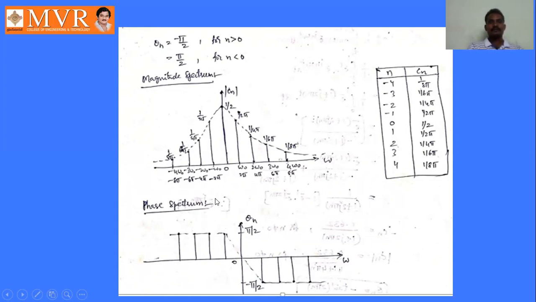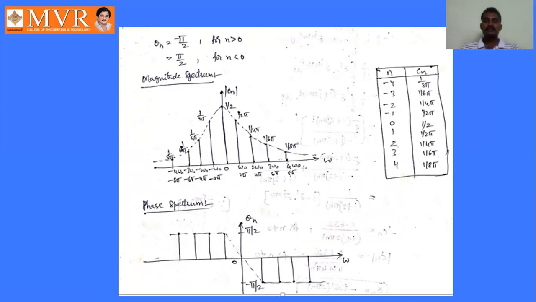Next, coming to the phase spectrum, it is equal to minus pi by 2 for n greater than 0, that is 1, 2, 3, 4, and for n less than 0, that is minus 1, minus 2, minus 3, minus 4, it is plus pi by 2. So this is the phase spectrum. For m of t equal to t, the phase spectrum and magnitude spectrum are like this. Is it clear? It is the same as finding the Fourier series coefficients, but the exponential Fourier series form is easier than the trigonometric form.